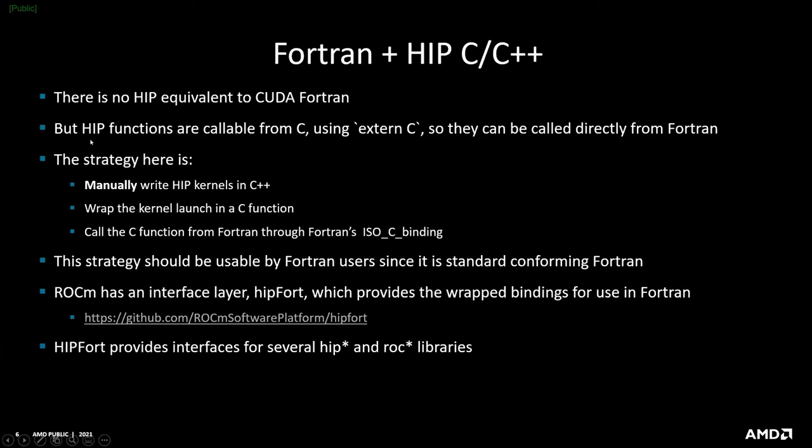HIP functions in the end are callable from C using extern C. So they can be called directly from Fortran. So what you do is what you would expect, and most of you probably already do this if you do GPU programming in Fortran. You manually write your kernel in HIP in C++. That's the first step. So you grab whatever you have in CUDA Fortran or whatever you want to run on the GPU. If you're starting from scratch, you manually write it in HIP in C++. Then you wrap the kernel launch, just that function that launches the kernel with a number of threads and blocks, into a C function. And then you call that C function from Fortran using our beloved ISO C binding.